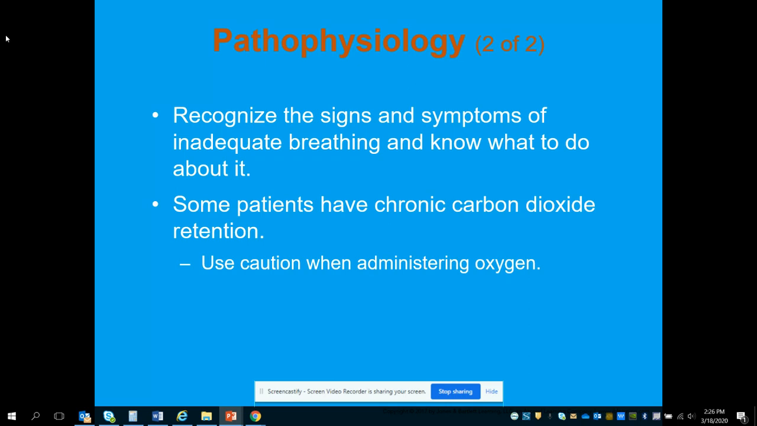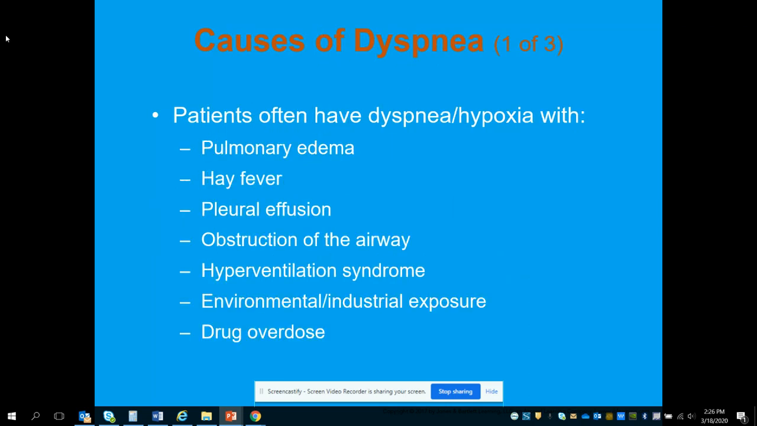Remember, some patients have chronic carbon dioxide retention, and those patients generally have ongoing long-term problems like COPD. And so here we want to be cautious when administering large amounts of oxygen. That means that if someone is having dyspnea, we want to administer oxygen, but we also want to be cautious about how much we're giving and for how long of a period of time, because we don't want to knock out that hypoxic drive.